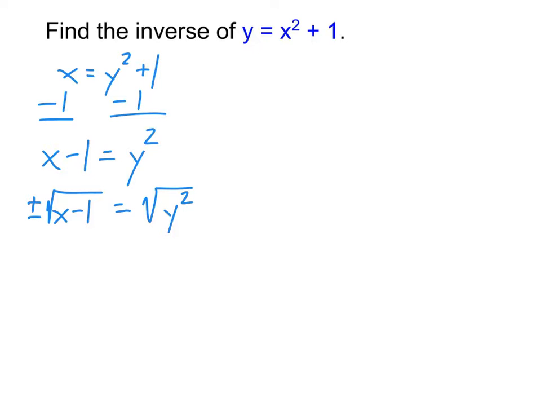All right, and so now I can go ahead and clean that up by taking the square root there. So I end up with plus or minus square root of x minus 1 equals, well, square root of y squared. That's just y. That's why we did square root. And now that it's y equals, we're done. That is our final answer. That is our inverse equation. And that inverse equation is going to have a lot of properties to it, as we're going to see.